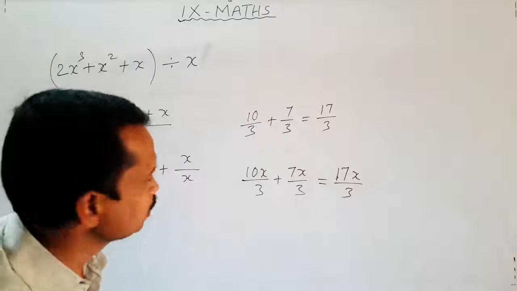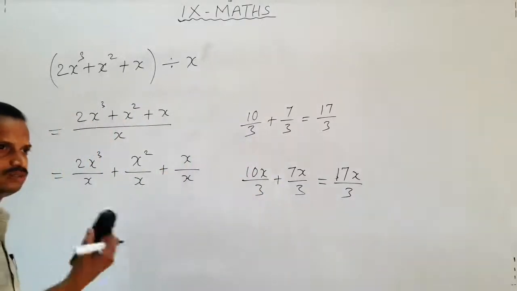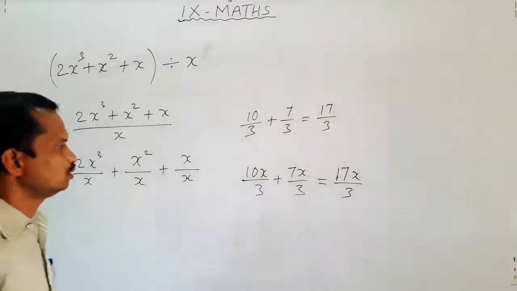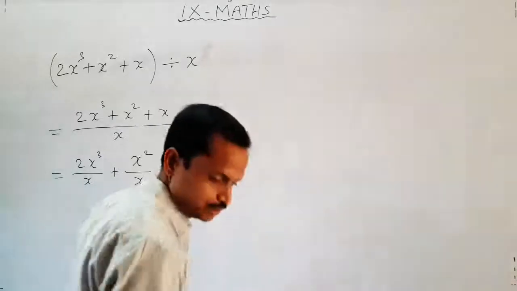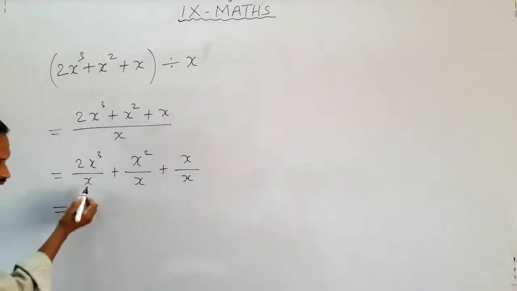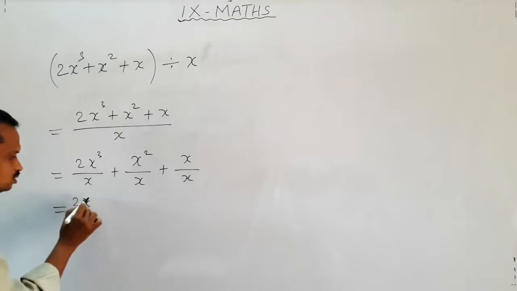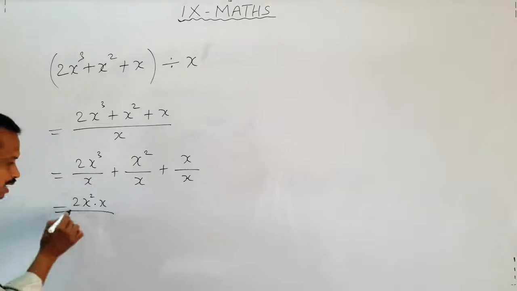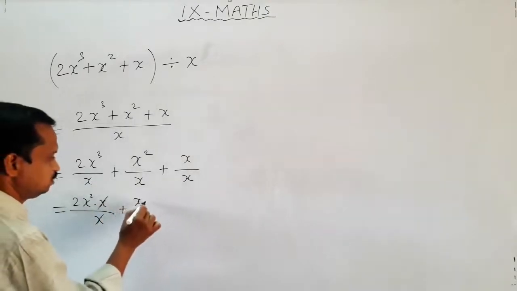But here are different terms. The variable is x, but the terms are different. So we have to divide each by x separately. Now x cube is in the numerator, but x is in the denominator. So x cube by x, what happens? 2x square into x, like that we can write this by x. So x cancels. And plus x into x.